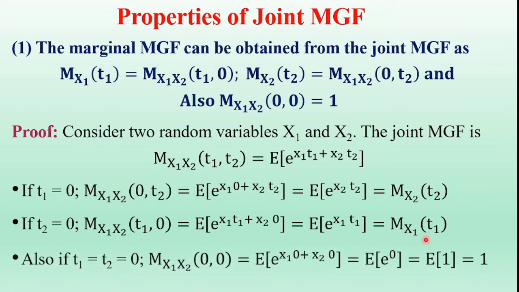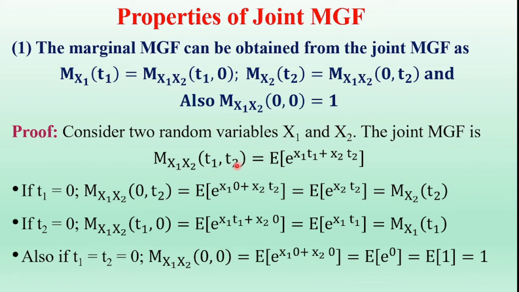Next, substitute t1 = 0 and t2 = 0 in this expression. Then we get M_{X1 X2}(0, 0) = E[e^0]. e^0 is 1, and expectation of 1 is 1. So this is the first property of the joint moment generating function.